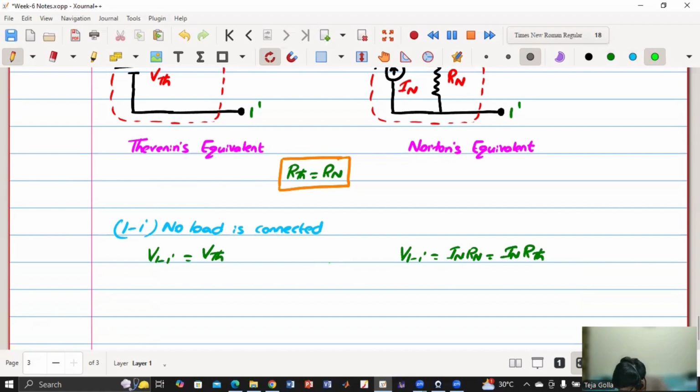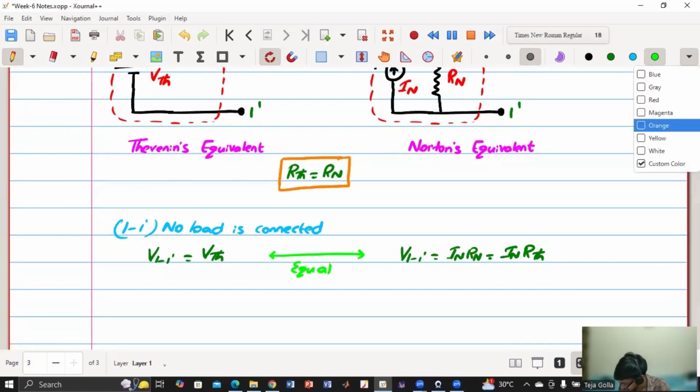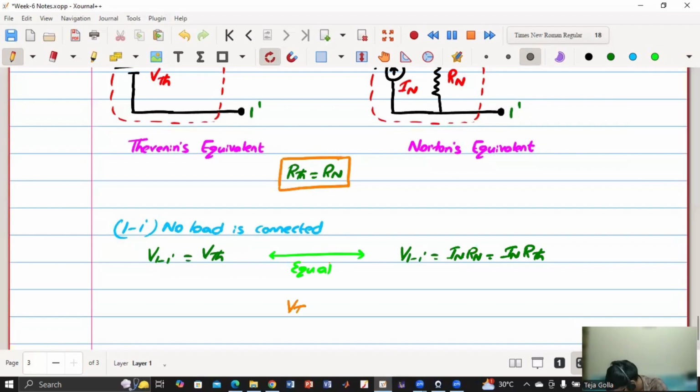But these two should be equal, right? Because we are using the same circuit, even though we are using two different theorems, the voltage should remain the same because it's the same circuit. So these two are equal. Now what will we get? We'll get something like this: V Thevenin is equal to I Norton into R Thevenin.